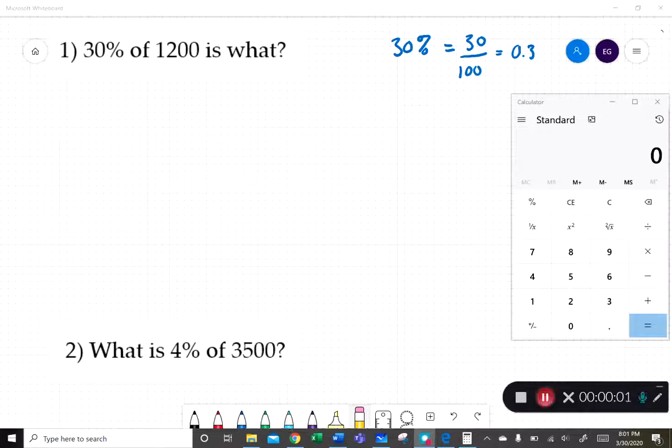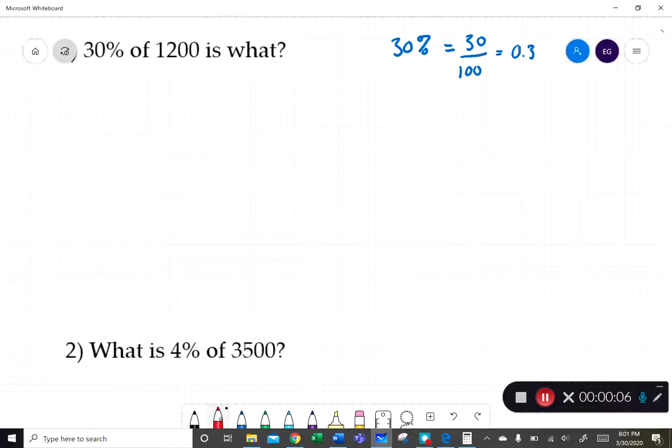Okay, 30% of 1200 is what? So now, when we're translating this, this is basically a sentence in English, and we have to translate this into a mathematical equation. And there's certain key words that always translate the same way. For example, when you have the word of followed by a number, that means multiplication. And when you have the word is, that generally translates to an equal sign.